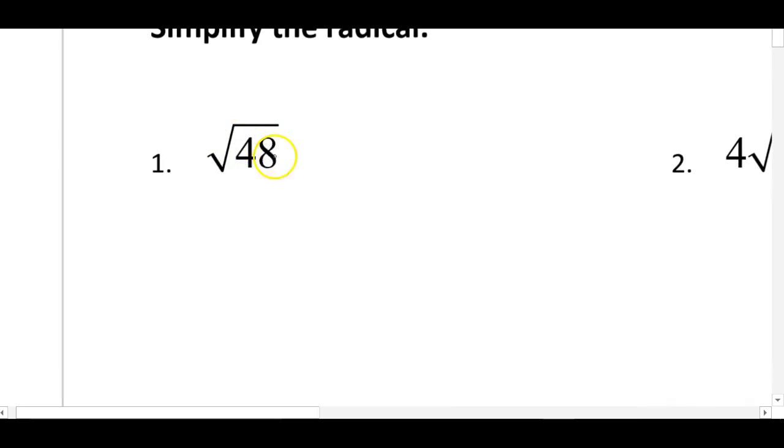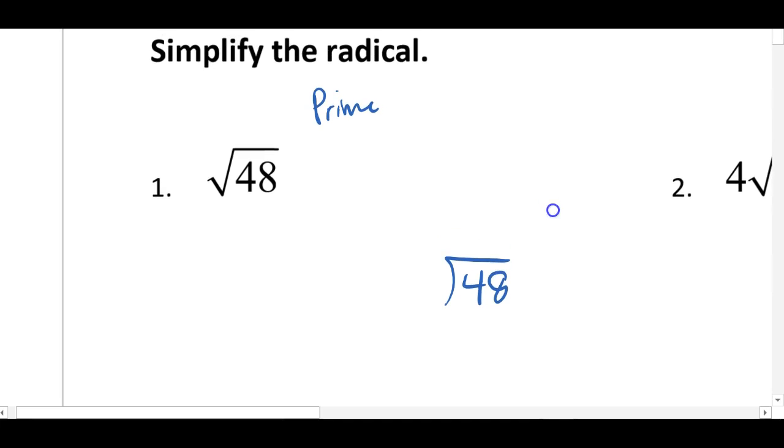So number 1, zoom up on that. We need to simplify this radical, the square root of 48. So remember, first thing we do is the birthday cake. And I'm going to divide by the smallest prime. The smallest prime is the smallest number that can be divided by only itself and the number 1.